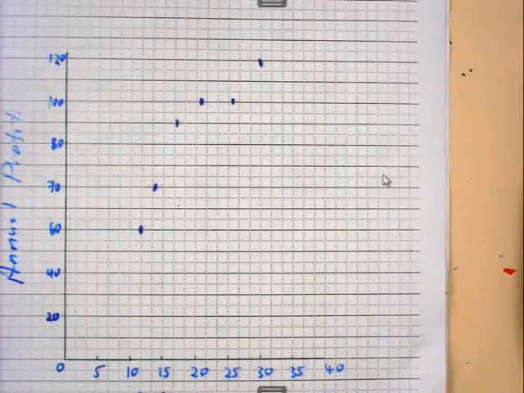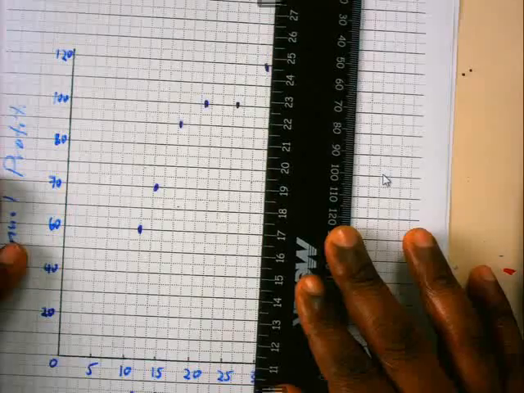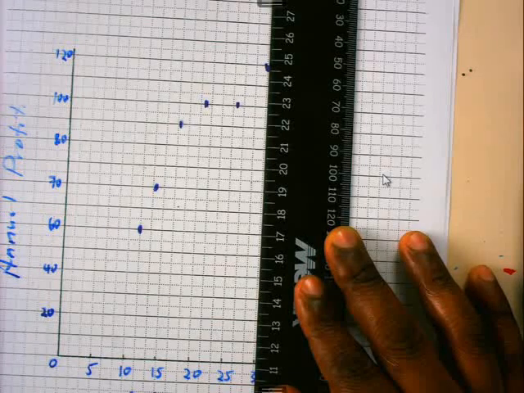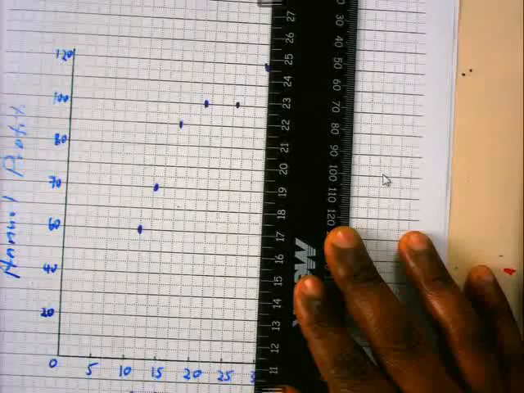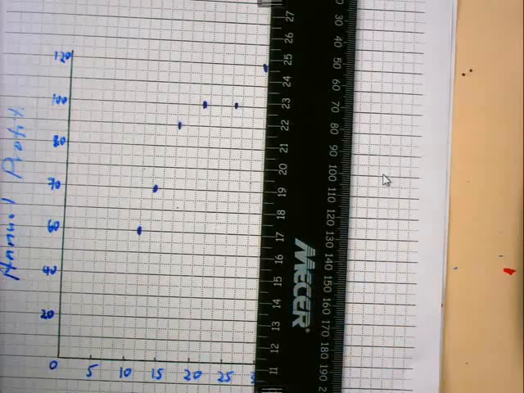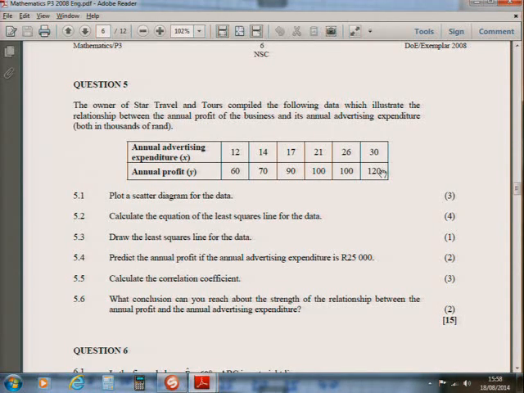I'm sure when you check with the ruler there, it makes your work more accurate. Look at the 30 rand. It goes straight toward 120 profit. When you spend 30 rand, you get 120 profit. Good. Now we are happy with our scatter plot. We have drawn it. There it is. Good. Now question 2 says, calculate the equation of the least squares regression line for the data.